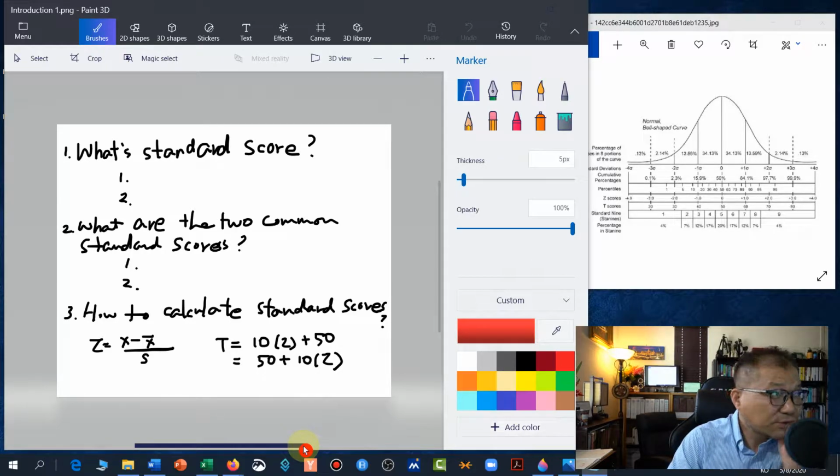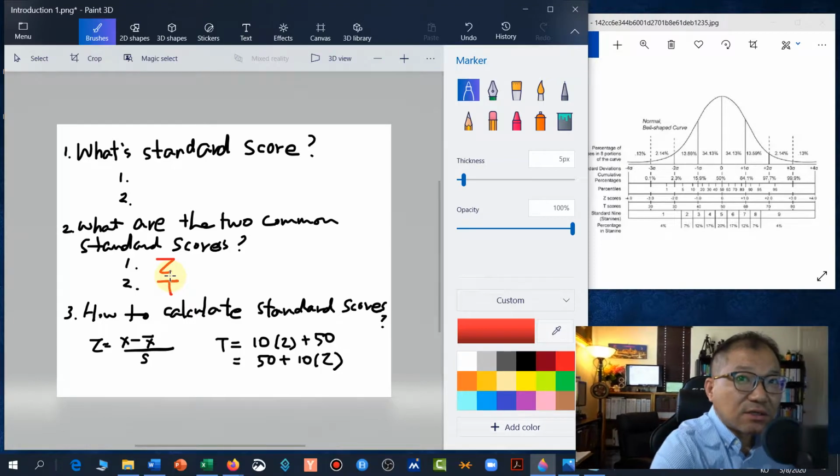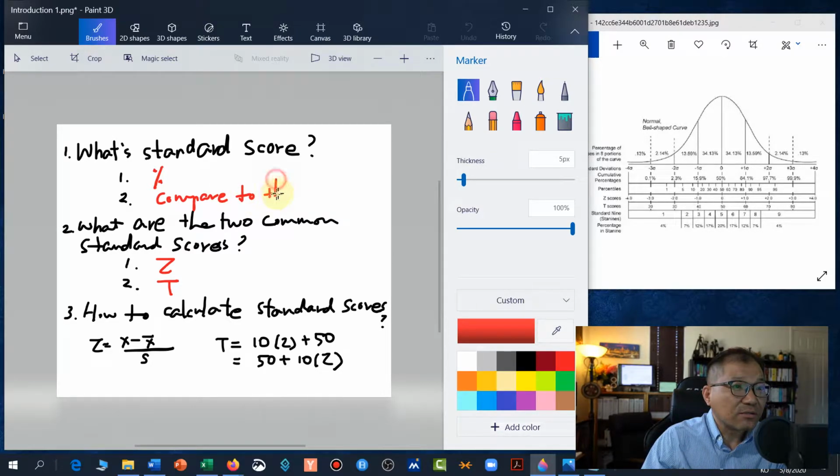Okay, those who attended the Zoom meeting on Wednesday, I hope you still remember the standard scores. There are two common standard scores, which are z-scores and t-scores. And the first question, what are standard scores? You can see your percentile, and you can compare your score to the mean.